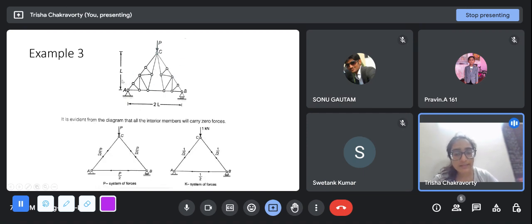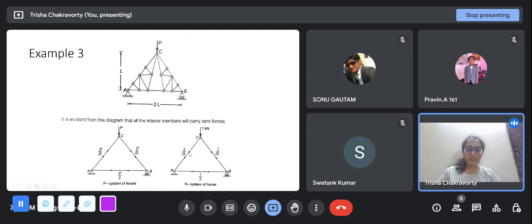Just see the difference. If you don't study the structure properly and identify the zero force members initially, you would have to solve so many members. But here you can just solve three members and be done with it. So always, when you get a structure first, just keep an eye out for them.